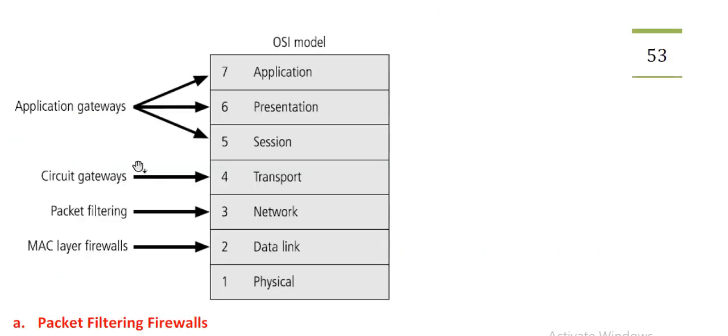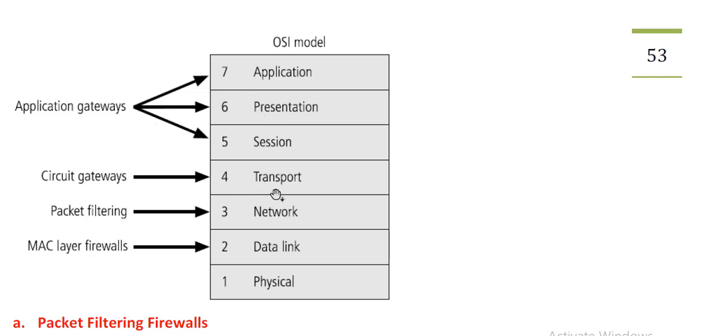So here is the OSI model. As we have said, it has 7 layers. So starting from the second layer: data link layer, network, transport, session, presentation, and application. And for the internet model, these 3 layers are all combined into one layer called the application layer. So firewalls that depend on, process, and use data from these layers are called the application gateways.